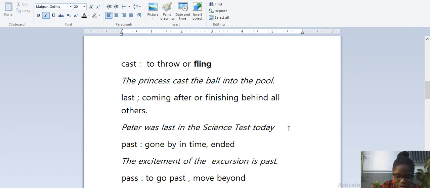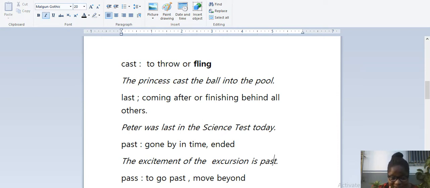When you write tests or exams, you sometimes laugh at whoever is last. To be last in something is to finish behind everybody else, to literally be at the bottom. So Peter was last in the science test today. The sentence is probably giving us a vision of a classroom. They all had a science test and somebody called Peter was last, didn't study. All right, so let's move on to the next word.